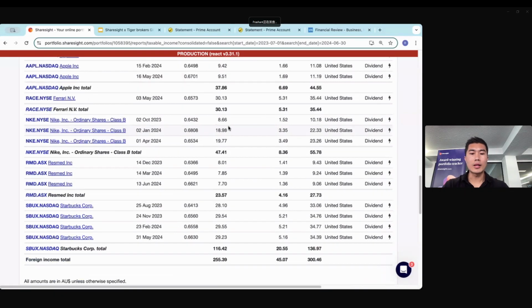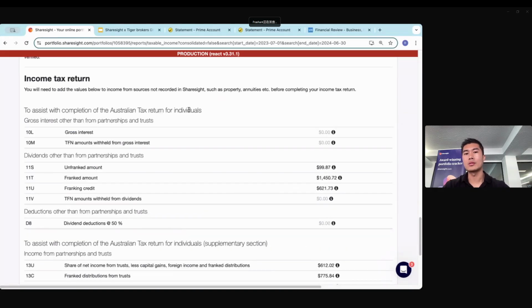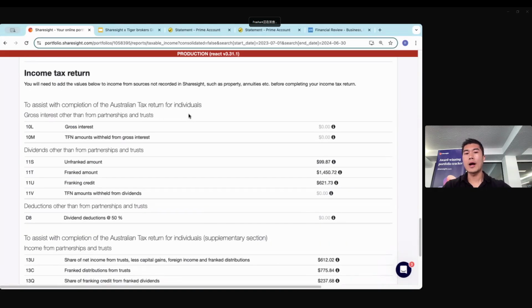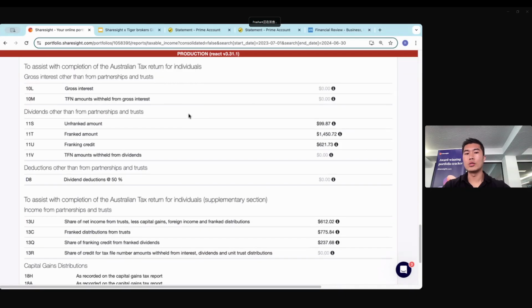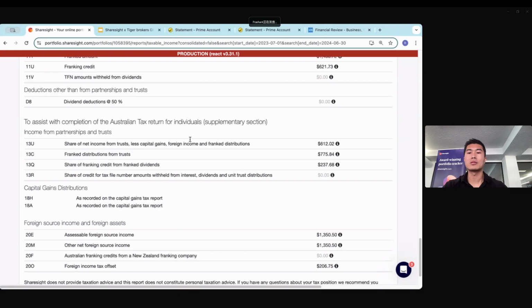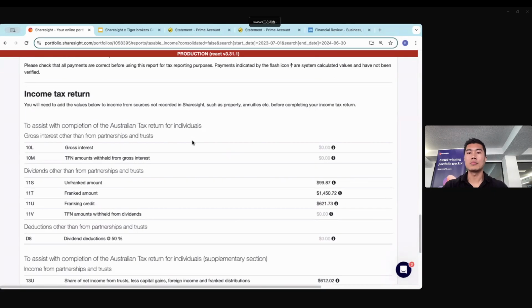And the last bit is the income tax return. We have this income tax return section that simplifies all these things into individual labels that match up with the tax return form. So it's pretty much just copy and paste according to the labels into the tax return form. So again, it simplifies the whole tax return process.